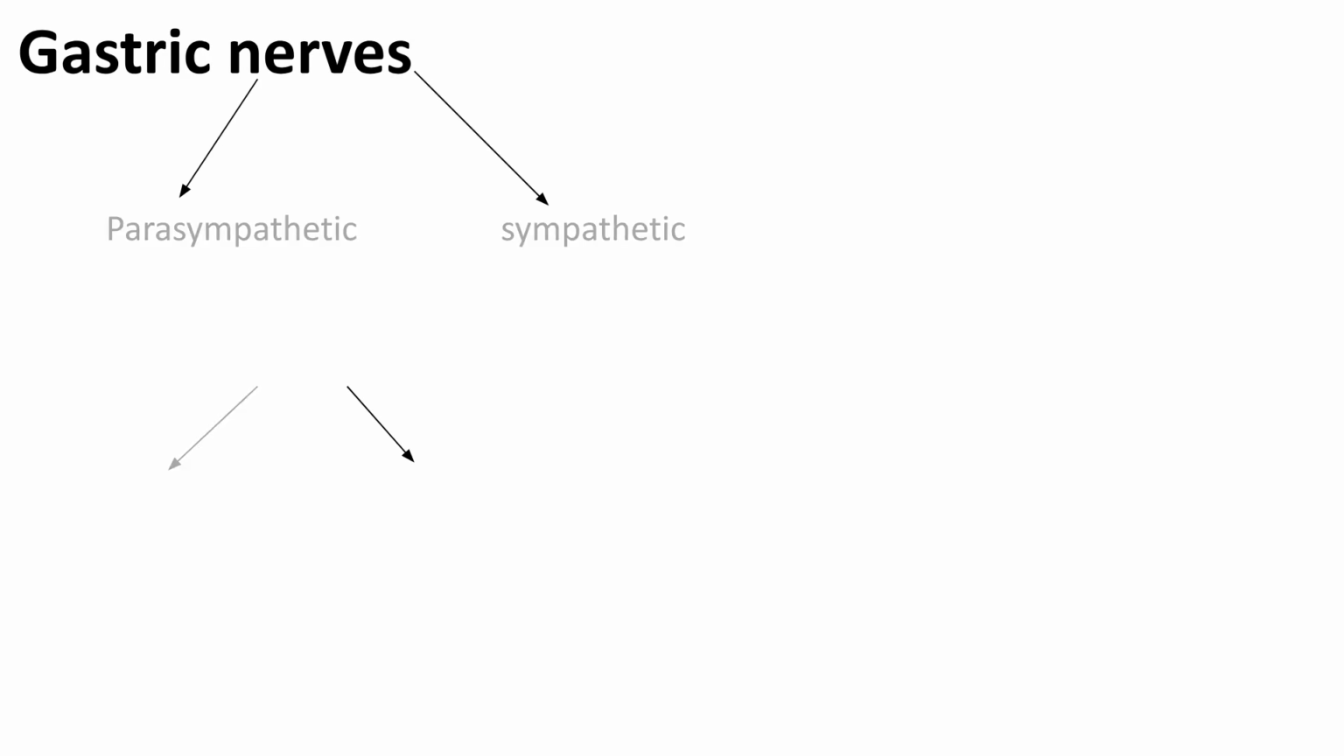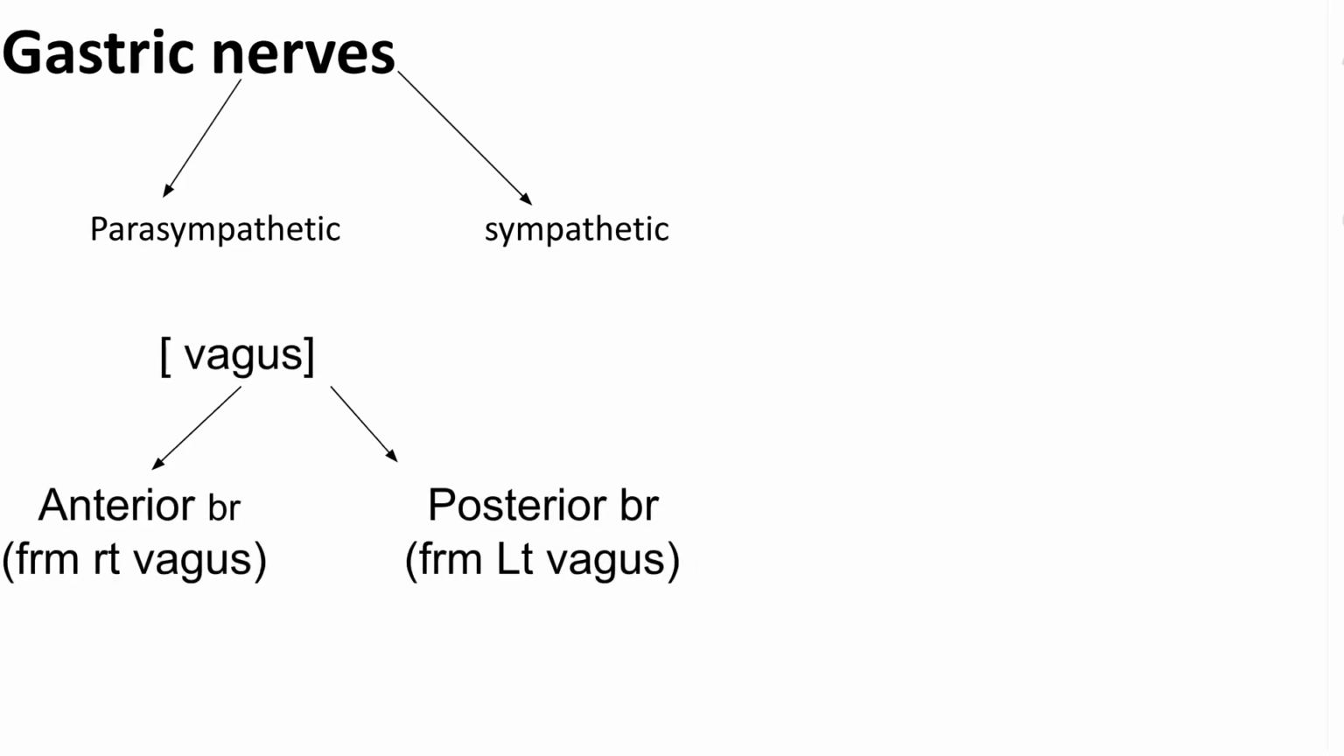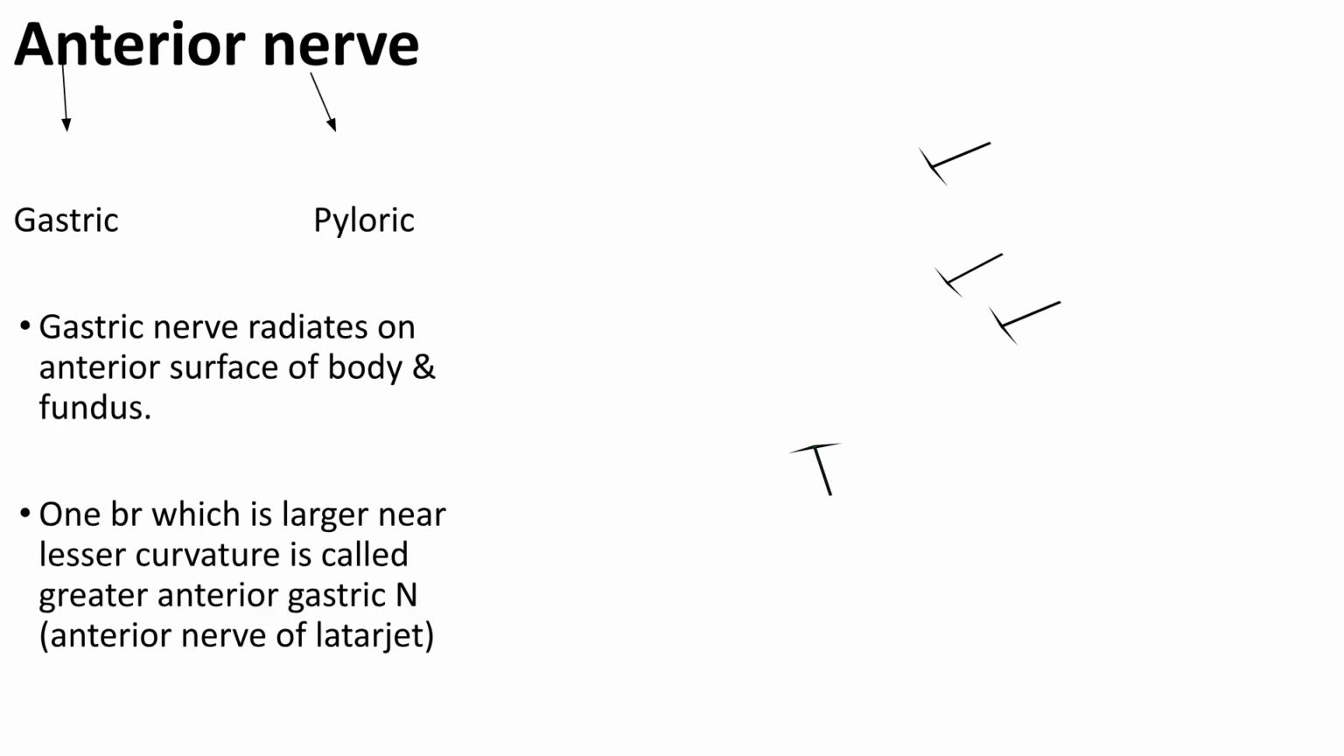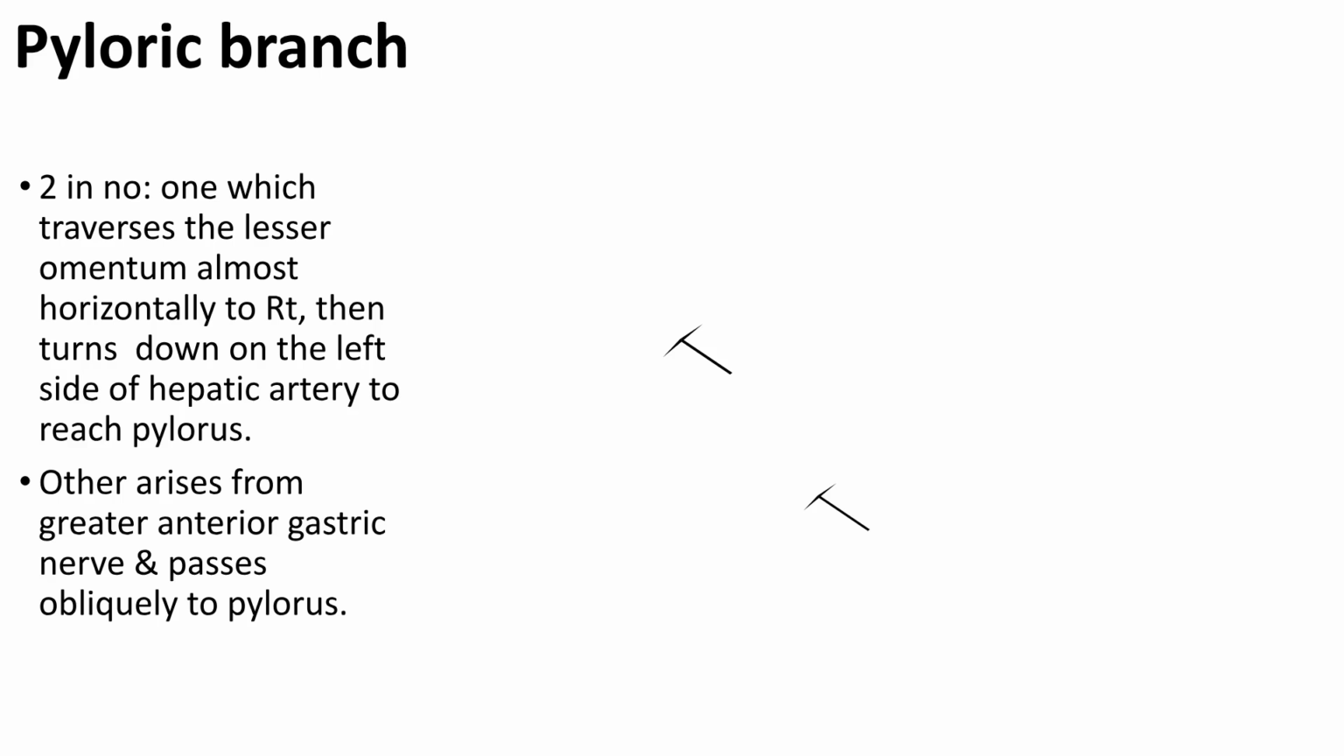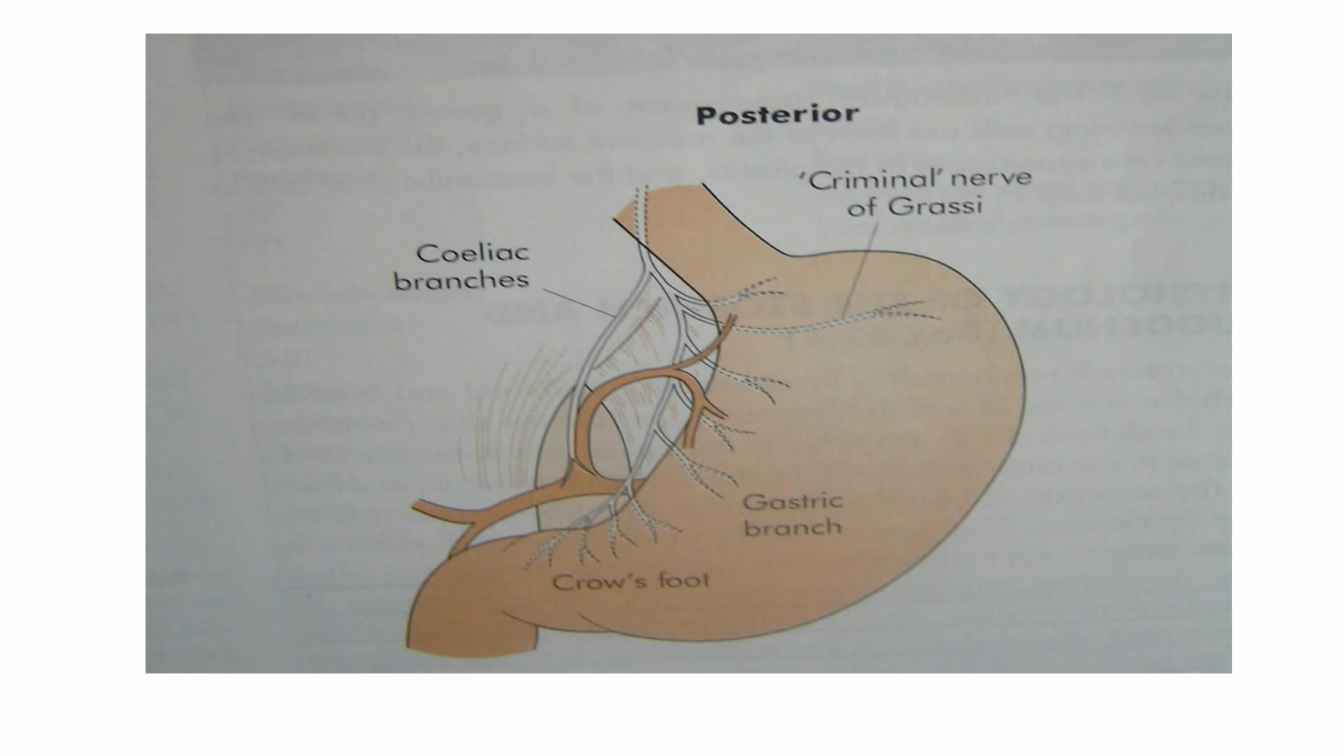The stomach is supplied by the gastric nerves, which are composed of parasympathetic and sympathetic fibers. The parasympathetic fibers come from the vagus nerve. The anterior nerve from the left vagus divides into gastric and pyloric branches. The gastric branch radiates across the anterior surface of the body and fundus, including the greater anterior gastric nerve or anterior nerve of Latarjet. The pyloric branch typically consists of 2 nerves. One traverses the lesser omentum, while the other arises from the greater anterior gastric nerve and passes obliquely to the pylorus. This illustration provides a visual reference of the anterior nerve distribution.